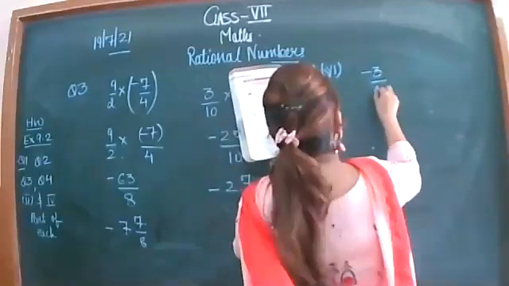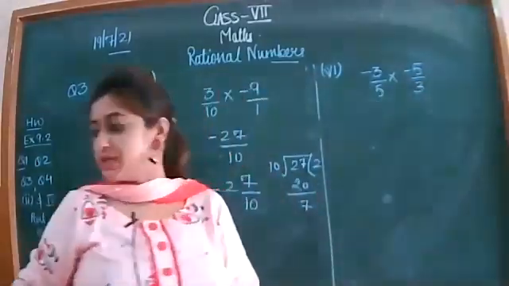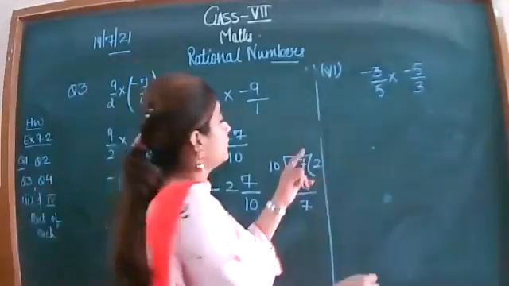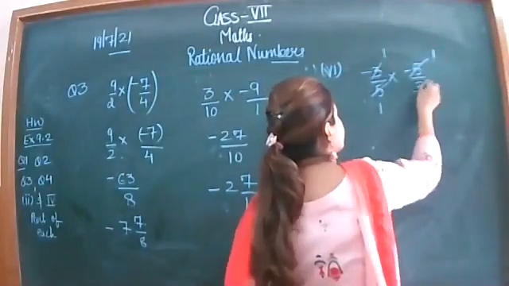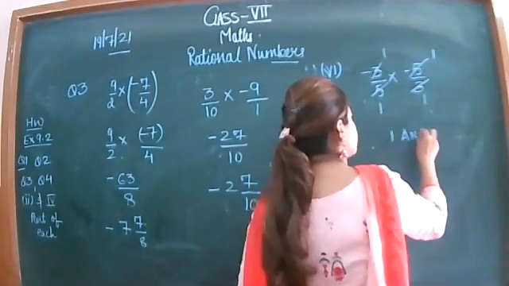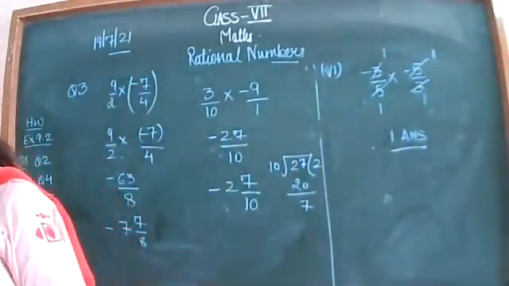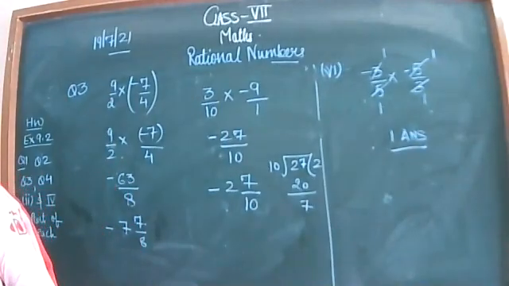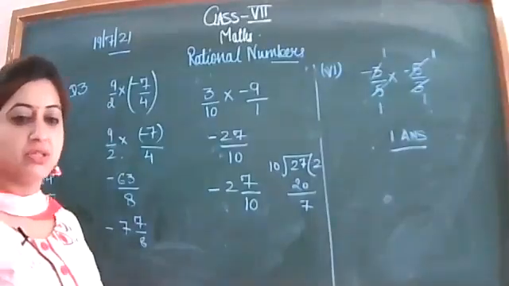Minus 3 by 5 into minus 5 by 3. 5 ones are 5, 5 ones are 5, 3 ones are 3, 3 ones are 3. Minus minus plus. So answer is 1. Do third part. Do third part of this question.